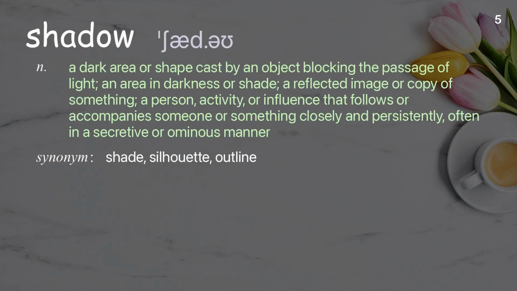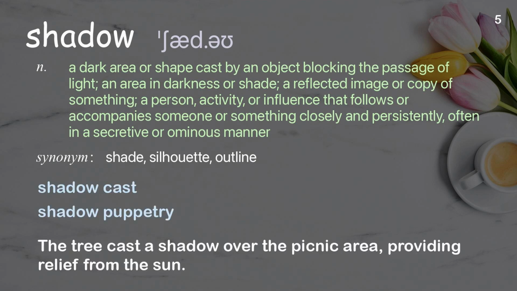Shadow. A dark area or shape cast by an object blocking the passage of light, an area in darkness or shade, a reflected image or copy of something, a person, activity, or influence that follows or accompanies someone or something closely and persistently, often in a secretive or ominous manner. Examples. Shadow cast. Shadow puppetry. The tree cast a shadow over the picnic area, providing relief from the sun.